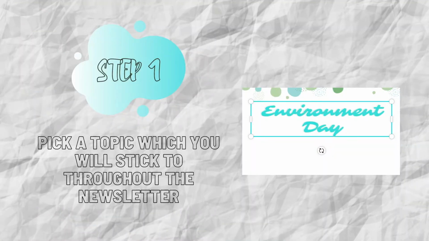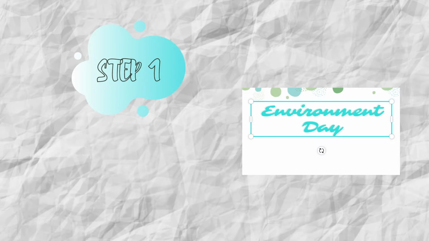Step 1. Pick a certain topic about which you will be writing information in your newsletter. Make sure your information is relevant to the topic. As mentioned before, the topic of our newsletter here is Environment Day.